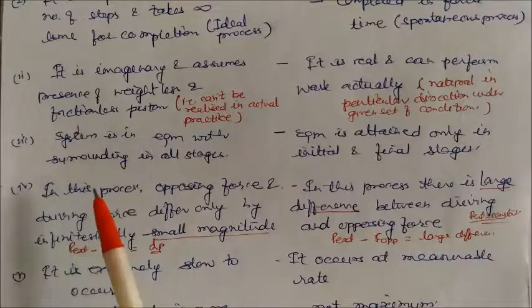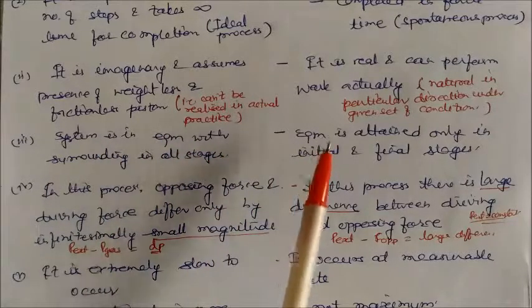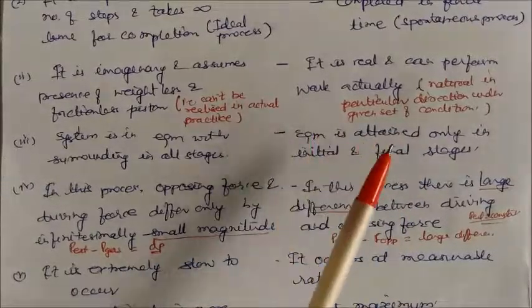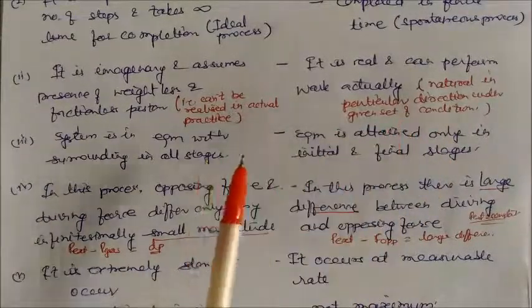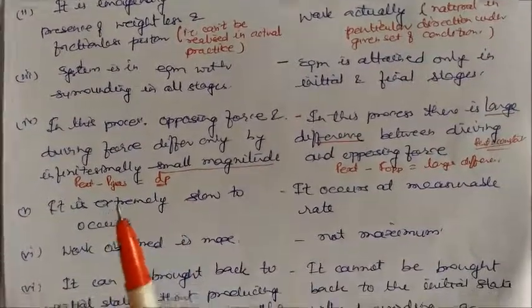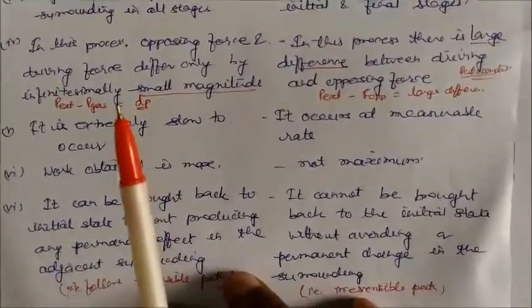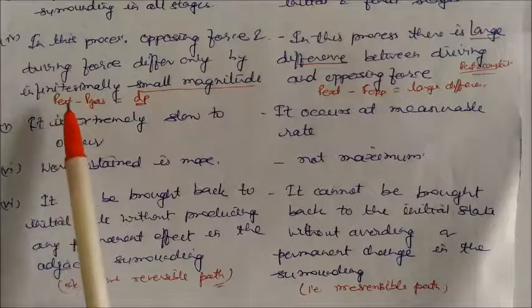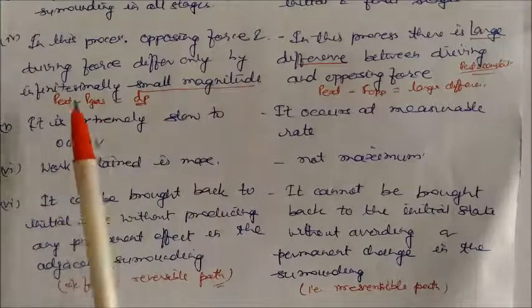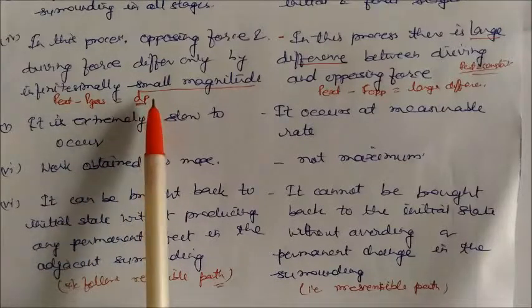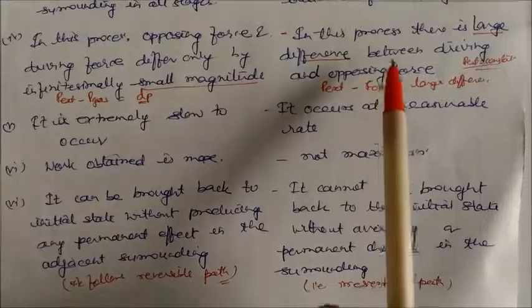Now let's see the difference. It is completed in an infinite number of steps and takes infinite time for completion. So this process is called the ideal process. But this process is completed in finite time, so this process is a spontaneous process. It is imaginary. It assumes the presence of a weightless and frictionless piston, which cannot be realized in actual practice. But this one is real and can actually perform work.